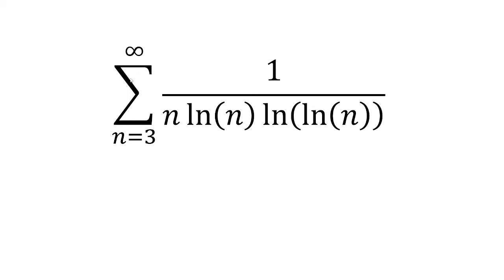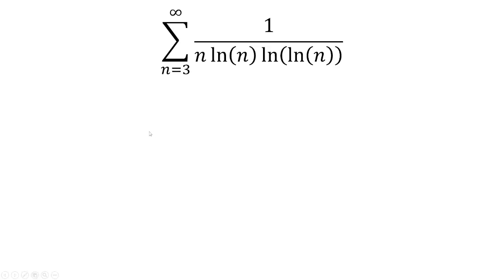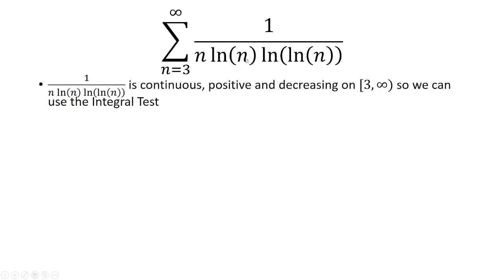In this video, we want to see whether the sum from n equals 3 to infinity of 1 over n times ln of n times ln of n is convergent or divergent. First, note that this function inside is continuous, positive, and decreasing from 3 to infinity. So that means we can use the integral test. So let's replace the summation with an integral, and let's evaluate this integral.